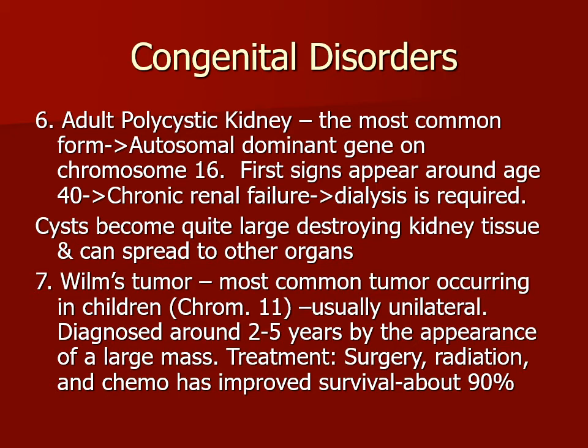First appears around age 40, and it results in chronic renal failure, and dialysis is required. The cysts can become quite large, and they destroy kidney tissue and can spread to other organs. Polycystic disease in children is transmitted as a recessive gene and shows up at birth. The child is either stillborn or dies within the first month. So depending on when you have this will determine the severity of the problem.